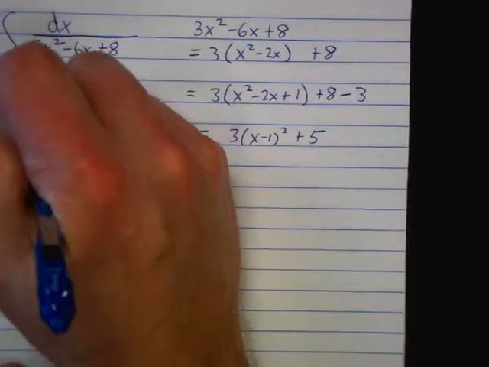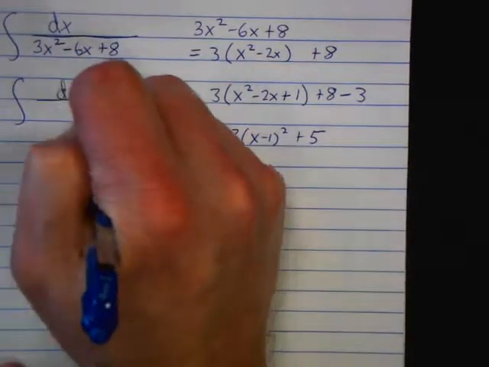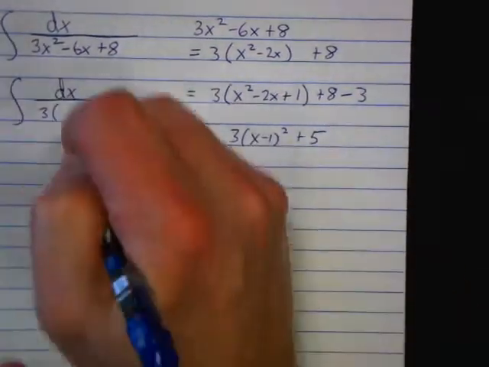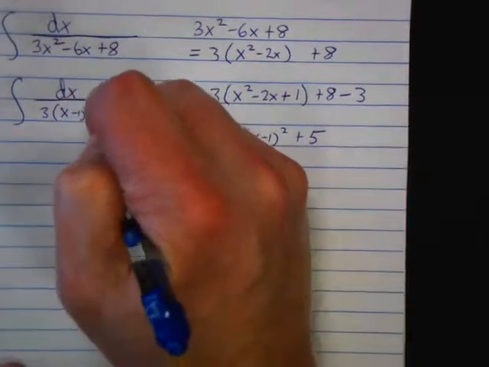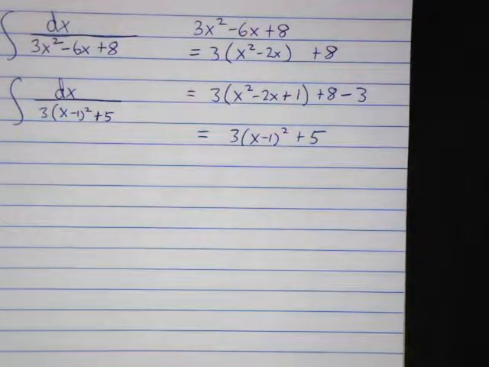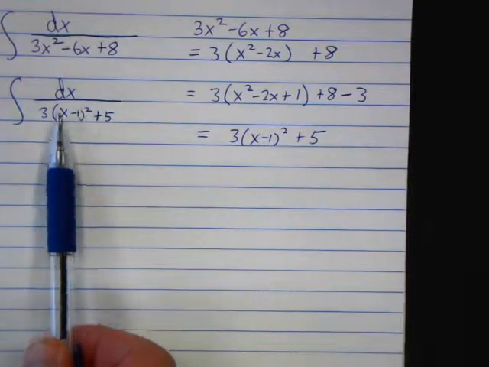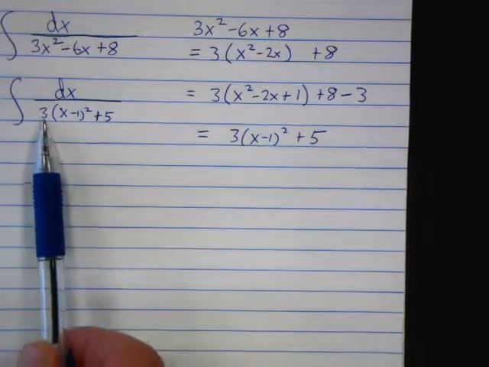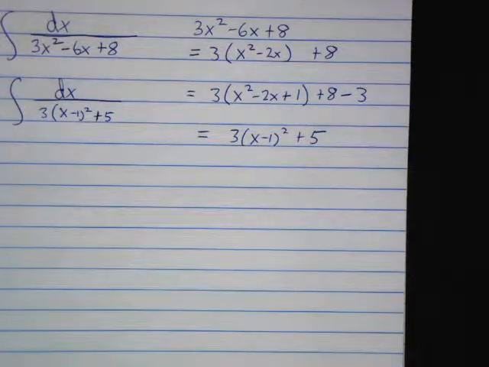I'm going to rewrite my integral. This is the integral dx over 3 times x minus 1 squared plus 5. Now we're very close to the arctan form, but we still don't have the arctan form. Why do I say that? I've got this coefficient right here. To be in the arctan form, I need just the thing squared, no coefficient there. So what am I going to do with that?